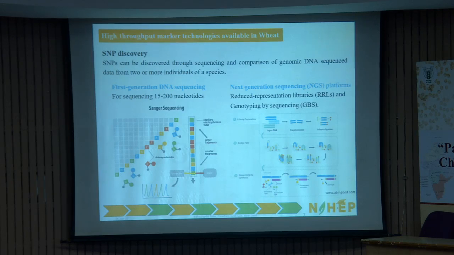So with Sanger, I said you can type 15 to 200 nucleotides in one experiment. But with next generation sequencing, you can type 1 MB of DNA segment in one experiment. That's nearly 1 million DNA bases, 10 lakh bases, that you can do in one experiment.